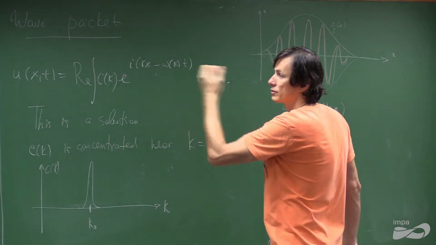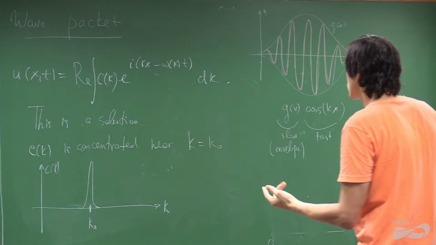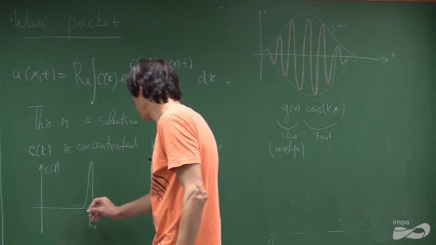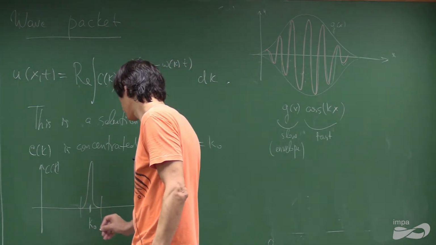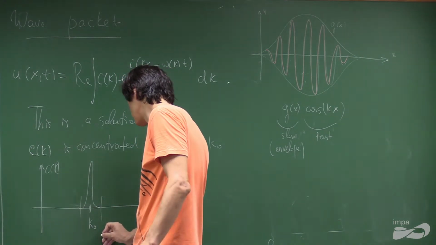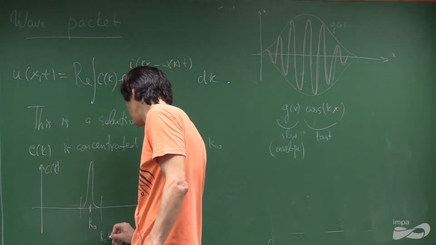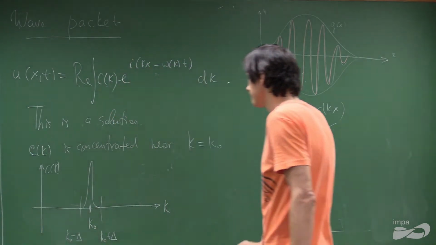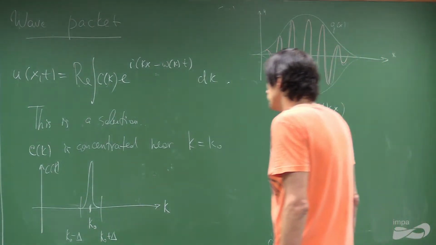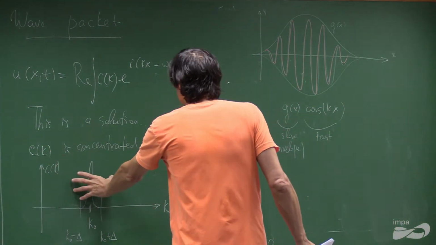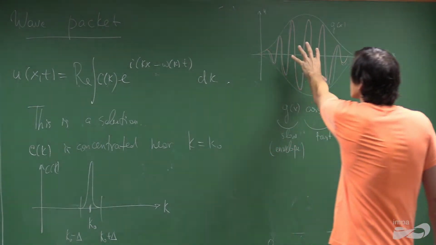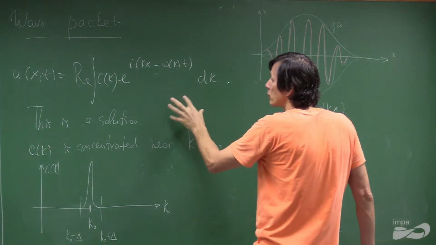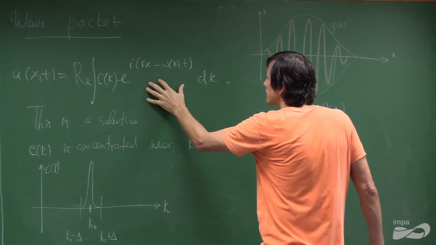So this is a direct analog of what we had before with two cosines. All k's should be close to a certain value. So c is more or less limited between two values, k0 plus delta and k0 minus delta. Let's show that whenever you have this c(k) and this function, you get something of this form. Let's first verify that. We all know this is a solution. Let's verify that this has this shape.